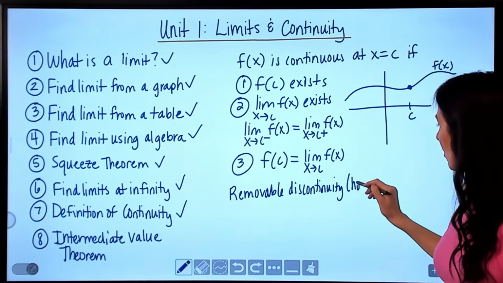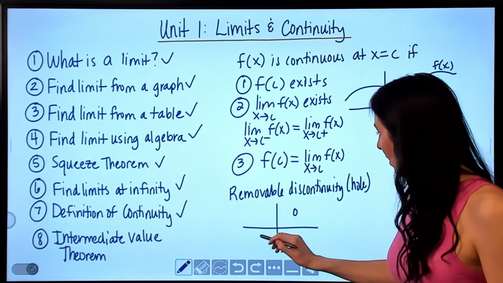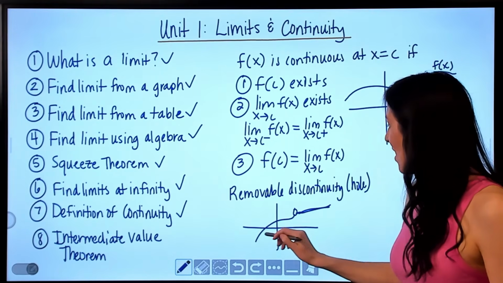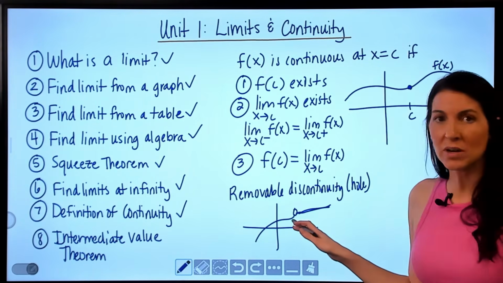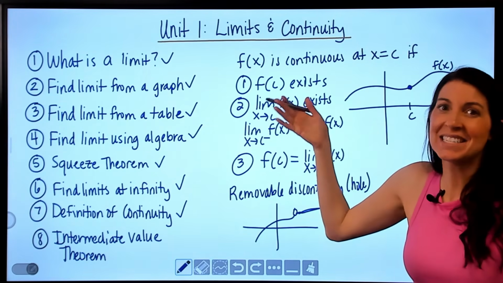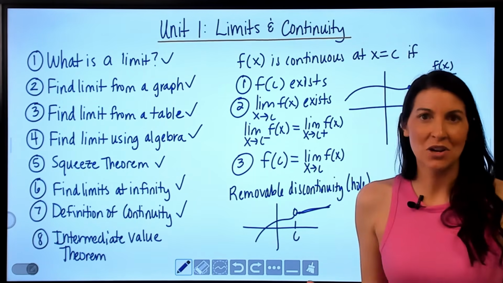And this is also known as a hole. So let's take a graph, and let's say we had this scenario. Let me connect that right there. All right, so we've got this scenario. This is called a removable discontinuity, also known as a hole. So we can already see step 1 is not true. F of c does not exist. There is a hole there.